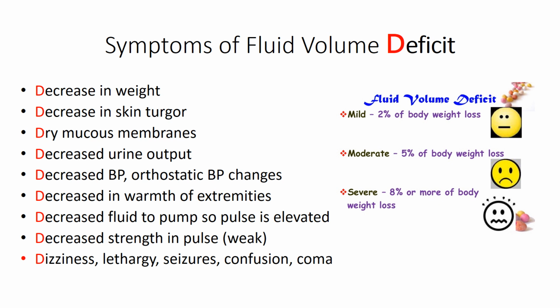Decreased fluid to the pump, so the pulse will become elevated. If you don't have enough circulating volume, if you're dehydrated, if you've lost fluid, volume, blood, whatever, you're going to become tachycardic. You're going to have a high heart rate, fast pulse. You're going to be tachycardic. You're going to become hypotensive. So the heart rate's going to go up and blood pressure is going to go down.